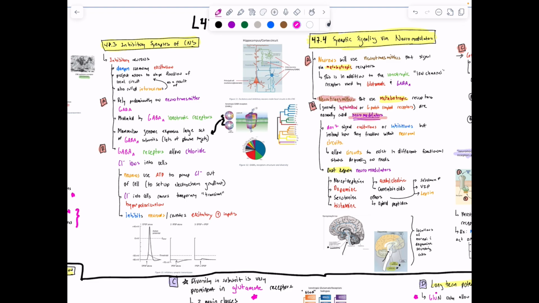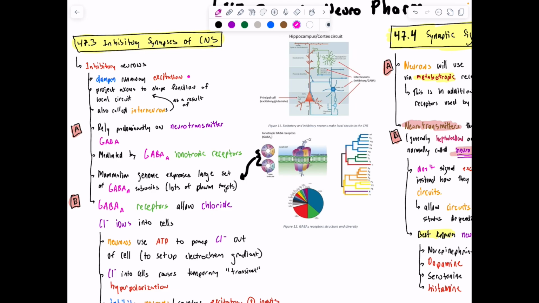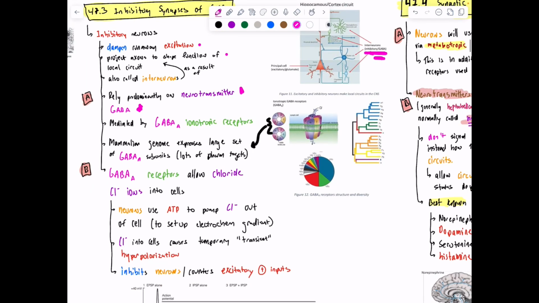So we have inhibitory synapses of the central nervous system. Inhibitory neurons are going to dampen excitation, and these neurons project axons to shape the function of the neurons around them. They're going to be using, we already kind of mentioned it, the neurotransmitter GABA. GABA is using GABA ionotropic receptors. So GABA will bind, and then chloride in particular will go in. And so you're going to make the inside of the cell even more negative, and it's going to be harder for the cell to depolarize.